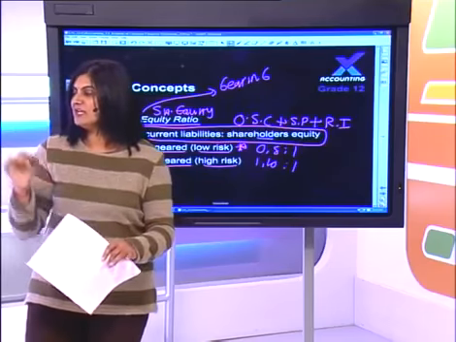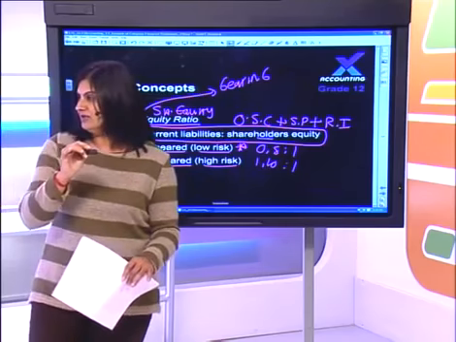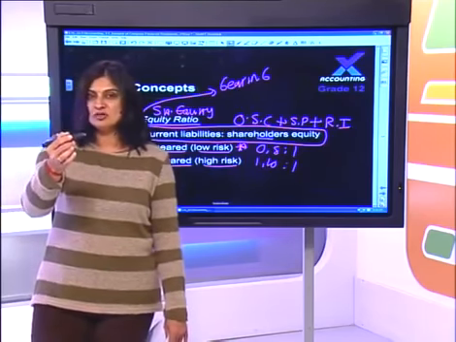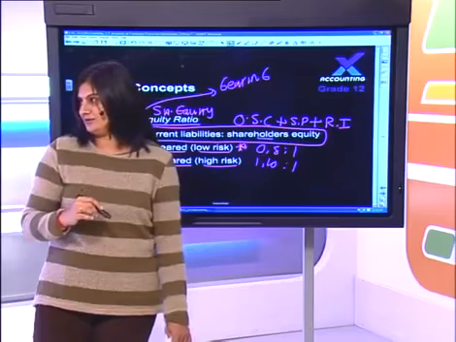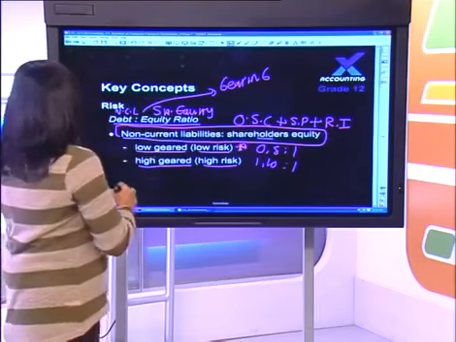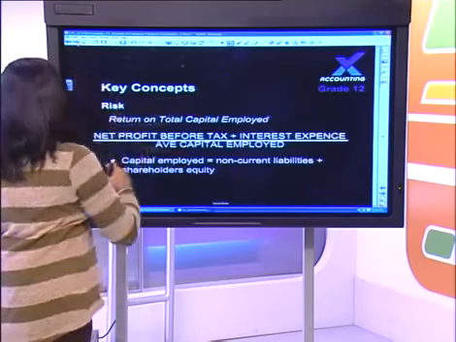Okay, but this gets a bit tricky, because sometimes, even though you may be low geared, by taking out an additional loan, you can become high geared. And that's what the question often tests. Interesting. Okay, right, let's move on.